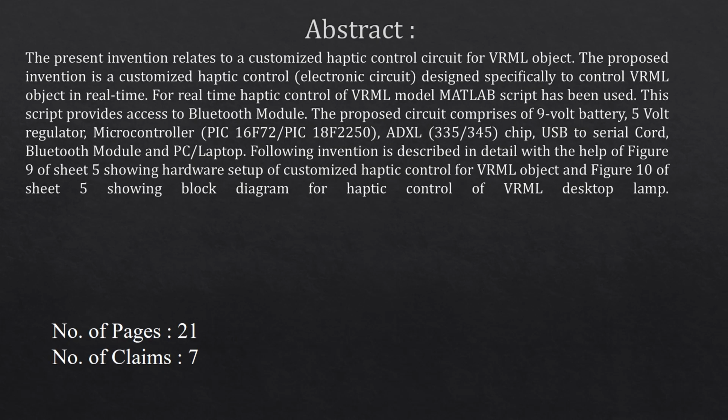So this is the abstract of the invention. The present invention relates to customized haptic control circuit for VRML object. The proposed invention is a customized haptic control electronic circuit designed specifically to control VRML object in real time. For real-time haptic control of VRML model, a MATLAB script has been used. This script provides access to the Bluetooth module.